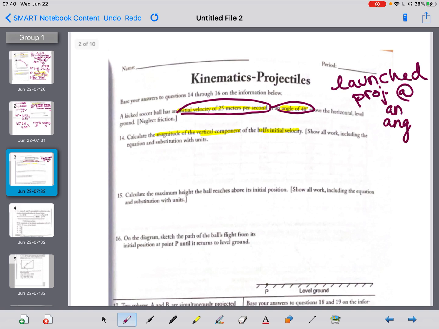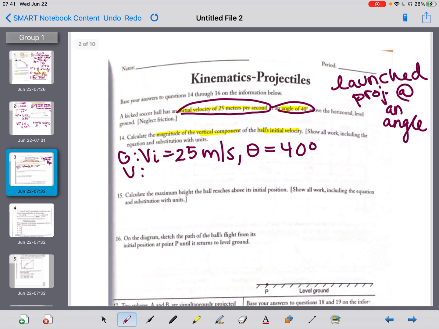Okay, that's really important. So let's write what we're given. Oh my goodness, sorry. And I apologize for the coughing. I know it's kind of not the best, but it is what it is. 25 meters per second. Theta is 40 degrees. My unknown, they want to find VYI.